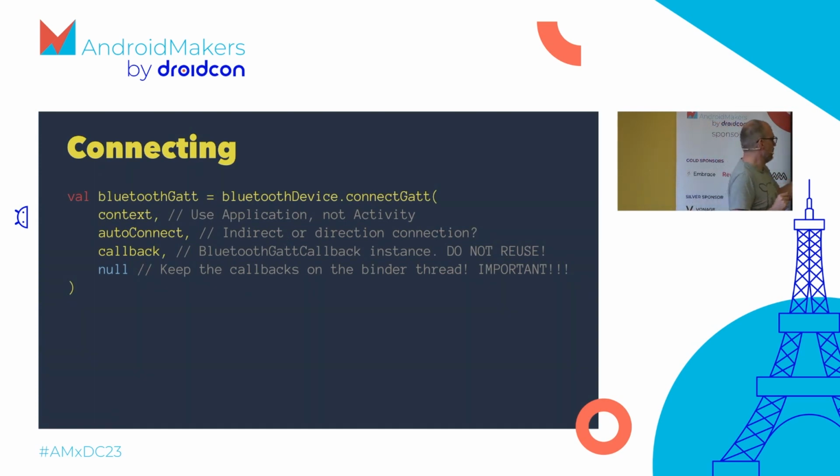And then you pass a callback. Do not reuse the callback. So when you disconnect and close, don't reuse this object. And then on the final parameter, the callbacks where you can say that you want the callbacks happening on a handler thread, don't use that. There are memory safety issues here.